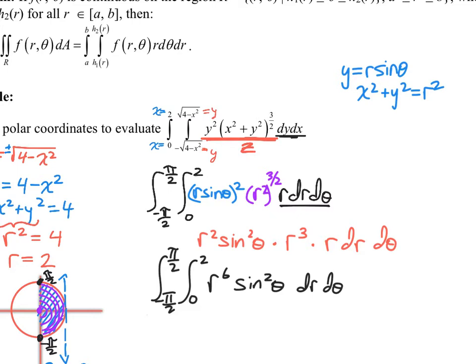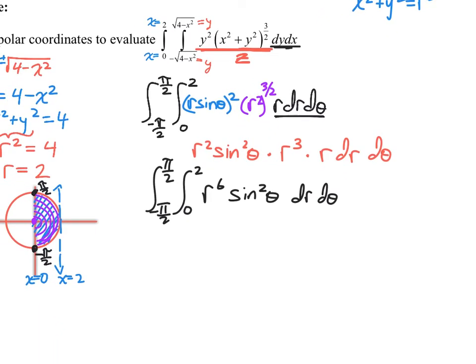So now I just have to integrate. But the integration part of the process should not be difficult now, because I'm integrating with respect to r first. So anything that's not an r is going to be treated as constant. The intimidating part of this, which is the sine squared theta, is irrelevant. That's just going to stay put. I'm going to integrate the r to the 6th. It'll become 1/7 r to the 7th. We still have the sine squared of theta, and that's going to be happening over the interval of 0 to 2.